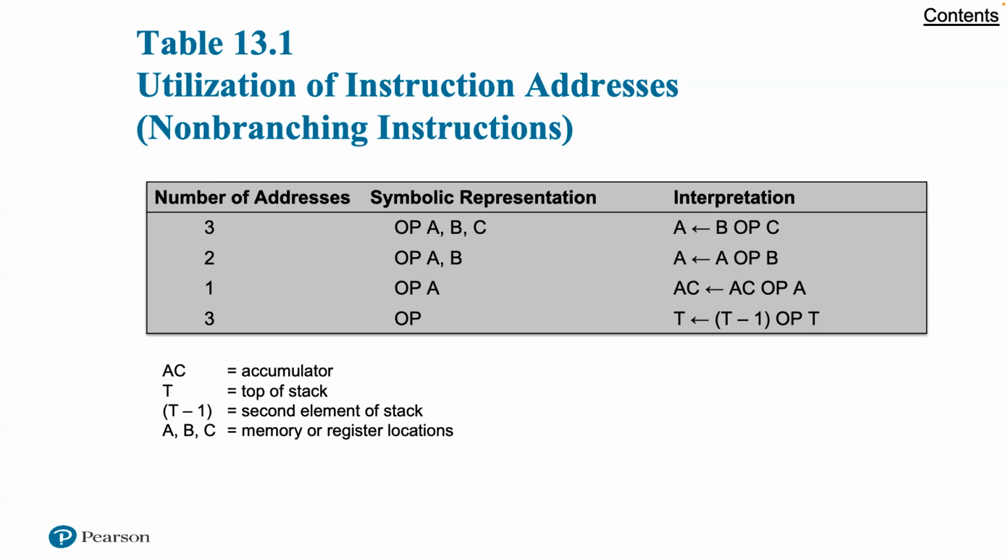Fewer addresses per instruction results in instructions that are more primitive, requiring a less complex processor. It also results in instructions of shorter length. On the other hand, programs contain more total instructions, which in general results in longer execution time and longer, more complex programs. Also, there is an important threshold between 1 address and multiple address instructions.